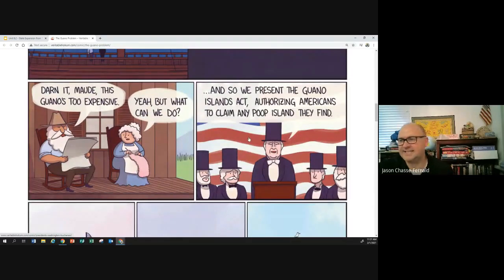In order for the United States to take part in this boom, you're going to see William Seward, who later will buy Alaska as Secretary of State.